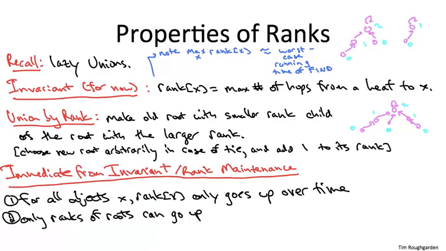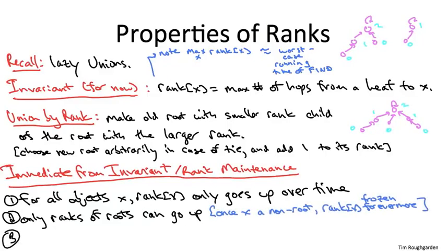If you're not a root, your rank will not go up. Furthermore, once you're not a root in this data structure, you will never be a root again in the future. There is no process by which you shed your parent. Once you have a parent other than yourself, you will always have exactly that parent. Putting those two observations together, we find that as soon as an object x becomes a non-root, as soon as it has a parent other than itself, its rank is frozen for the rest of time, forevermore.